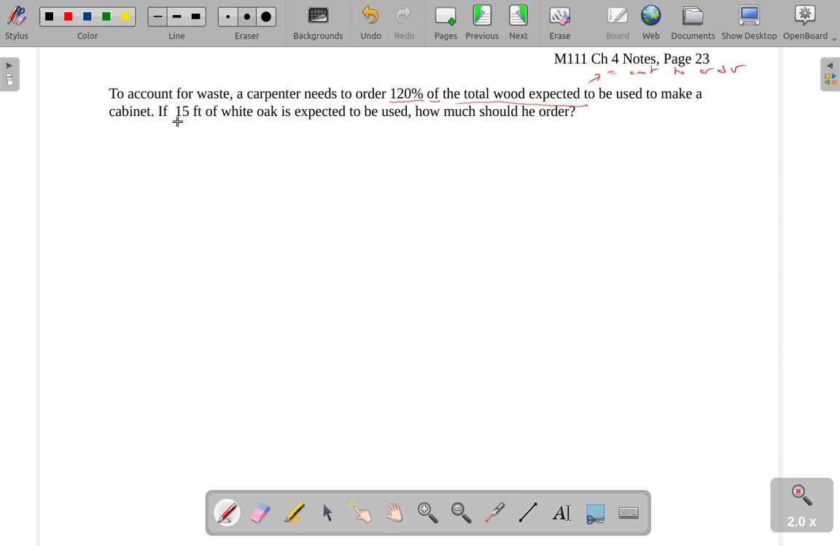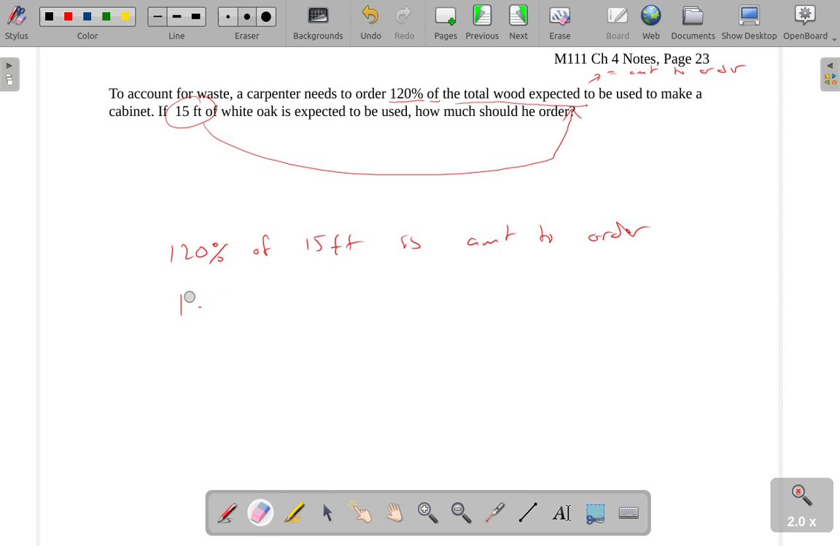Well, we know that the 15 feet is the amount expected to be used. So this right here is that number, the amount to be expected. So 120% of 15 feet is the amount to order. I'm kind of taking a midway step between it being strictly a word problem and it being strictly an equation, just to show how things are evolving here. 120%, I'll go ahead and write this as, well, move my decimal place 2 places to the left to get rid of my percent symbol. So 1.2 times 15 is the amount to order.